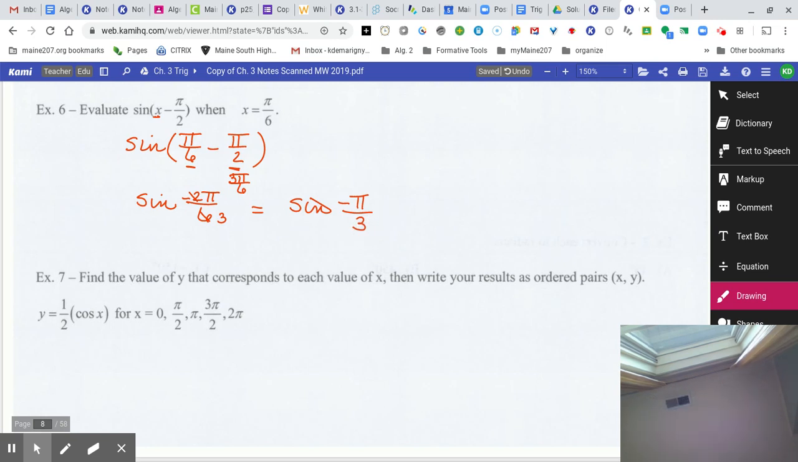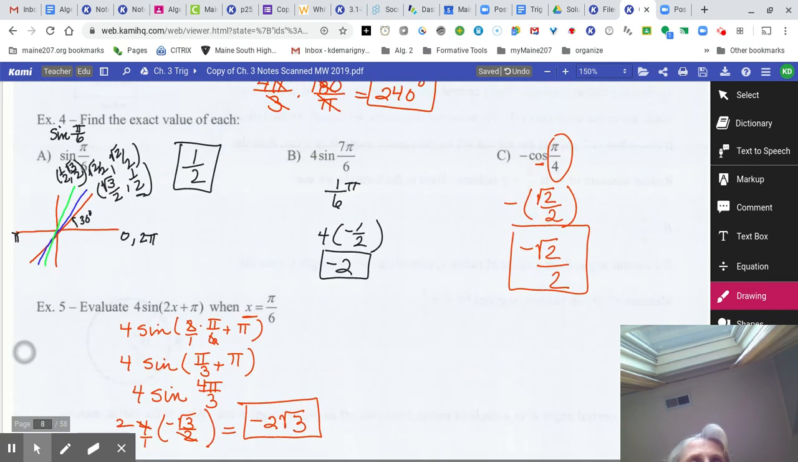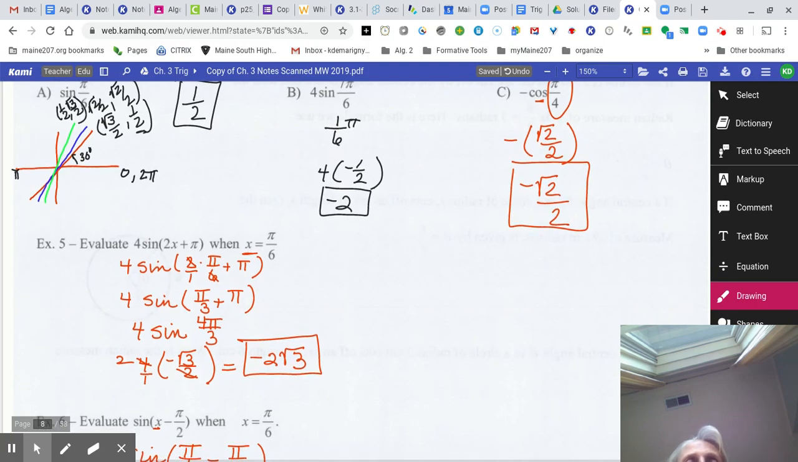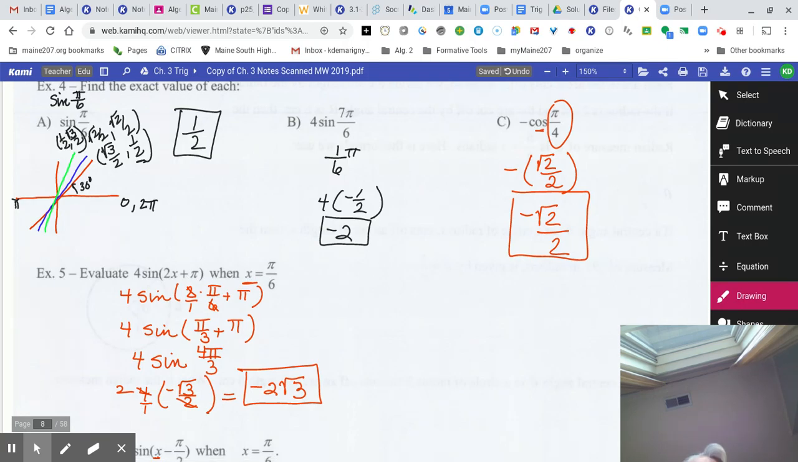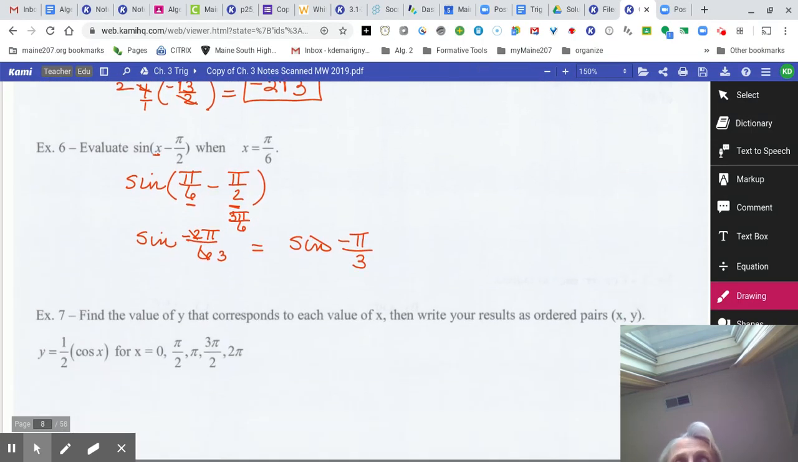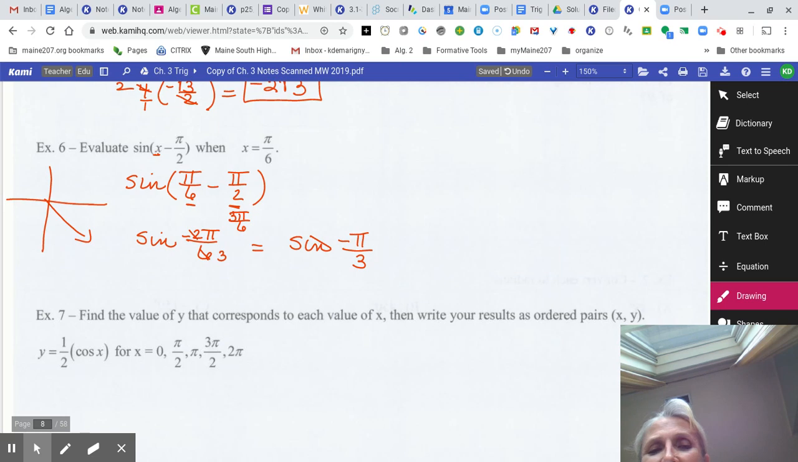So I need to know what the value is of a negative pi thirds. So if I want to know what a third of a pi is, again, I go back and take a look. A third of a pi would be 60 degrees, and I'm looking for the sine. So the sine of 60 degrees is root 3 over 2. So if I'm at root 3 over 2, and remember I'm at a negative, so that's going to put me down here in the fourth quadrant. So therefore, this value would be a negative. So all of these things I've got to keep straight.